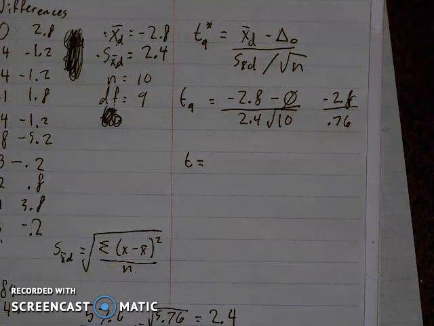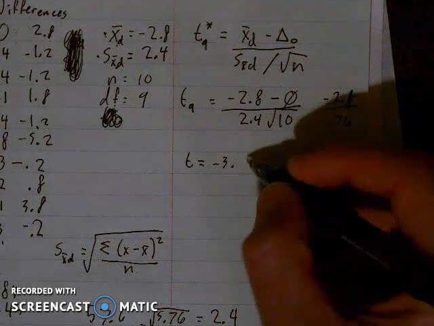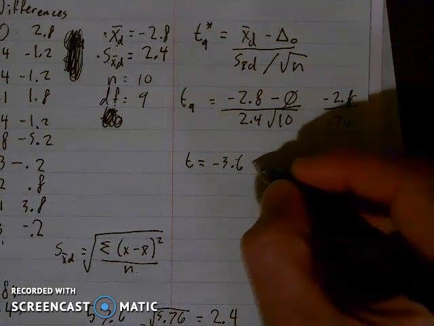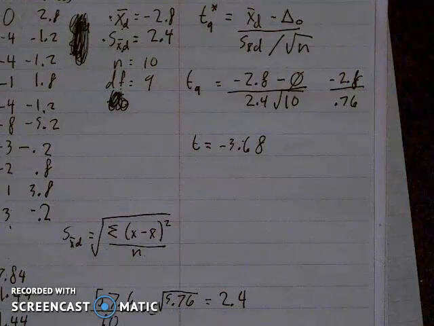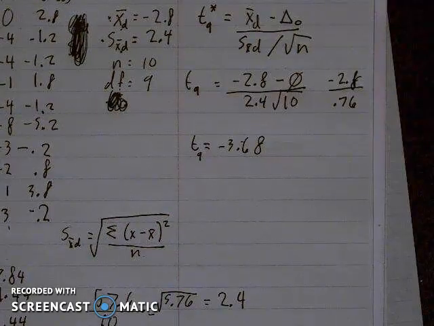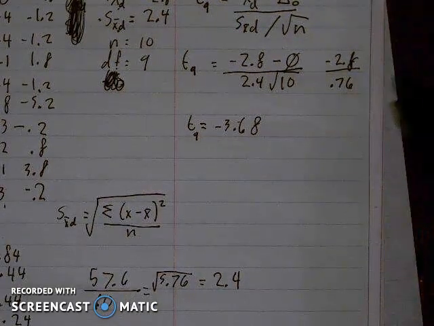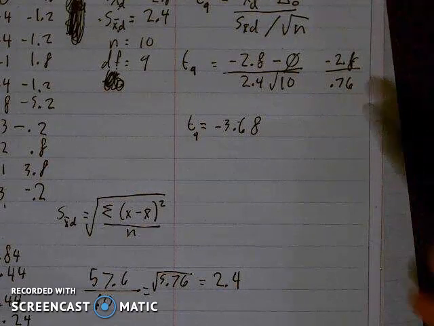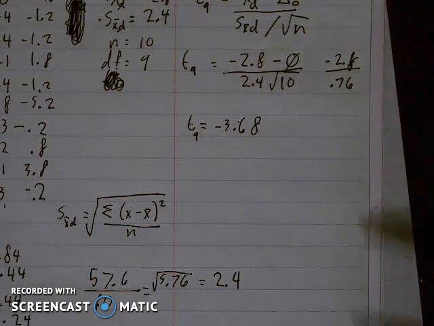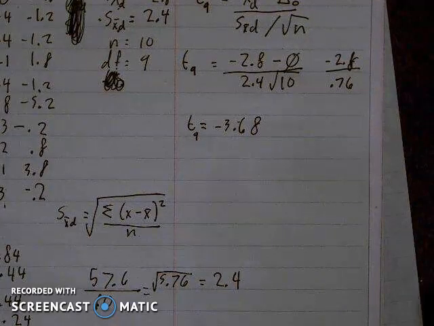Hopefully, oh yeah, there we go. We get negative 3.68. So not really too far off from what we got when we used the calculator. I can almost guarantee that this is because of some rounding error. I cut off a lot here when I rounded. So it is what it is. But cool, there's our critical T.